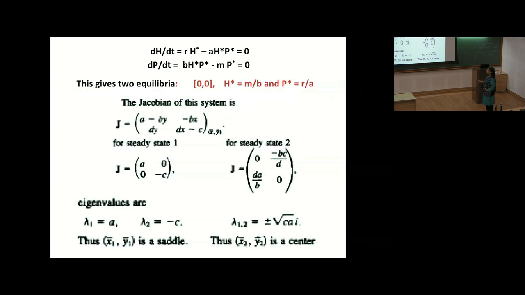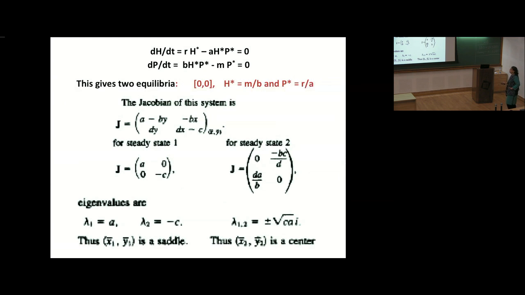One of them is a saddle node. Now, I don't know whether the bifurcation analysis of these was done or not. Maybe we should have done it. The other one is the other steady state. The first one is a saddle. The second one is a center.